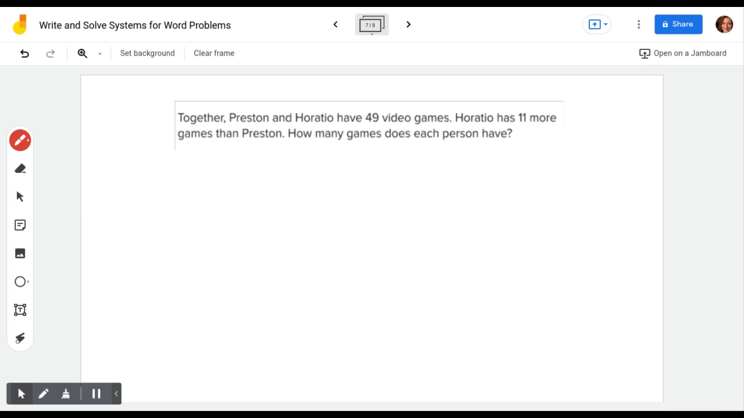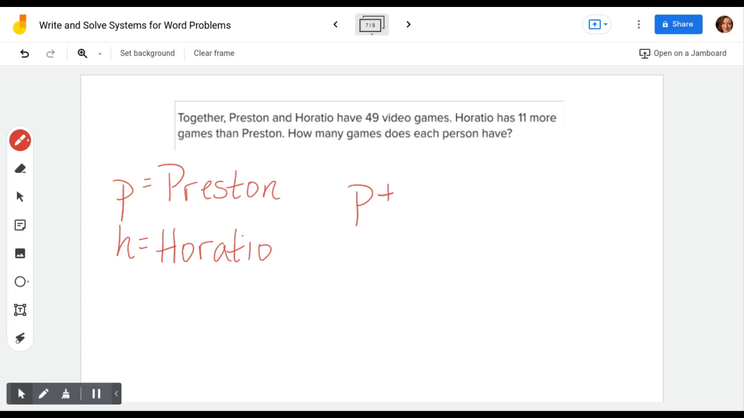Together, Preston and Horatio have 49 video games. Okay, so I'm going to use P for Preston. Even though these are representing names and names are capitalized, variables should always be lowercase. So I'm using lowercase p and lowercase h, but those are representing Preston and Horatio. I know that together they have 49, so P plus H equals 49. Horatio has 11 more games than Preston. So if I take Preston plus 11, I get Horatio.